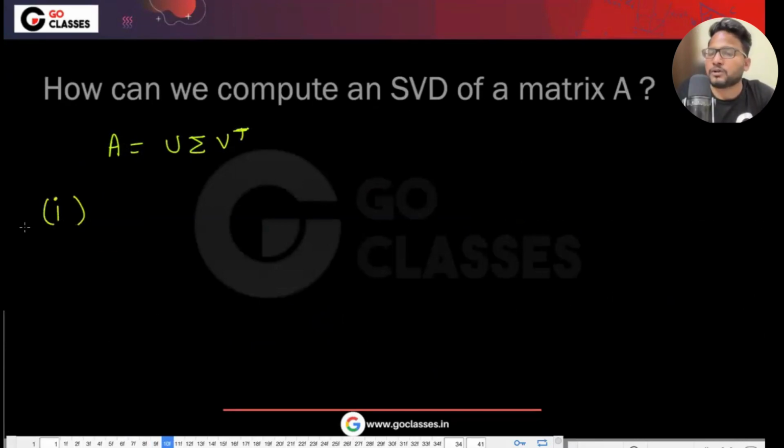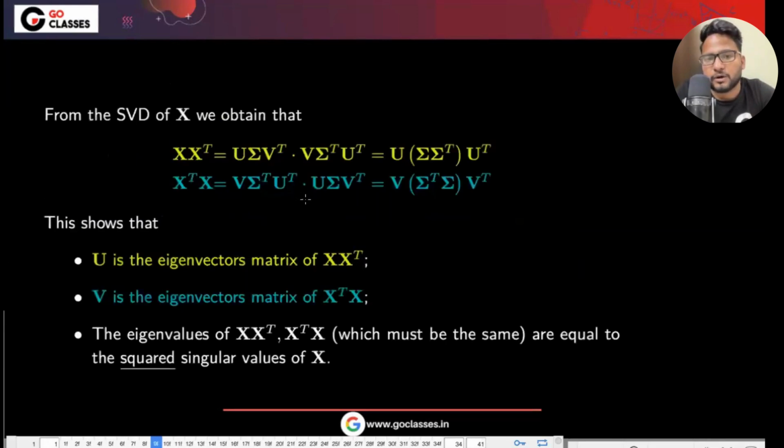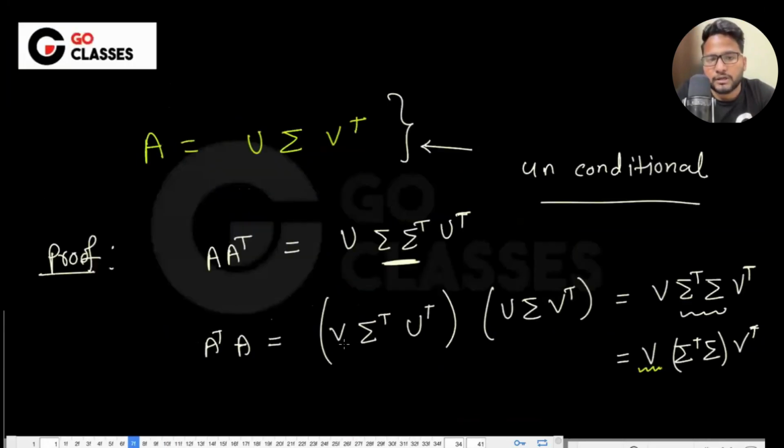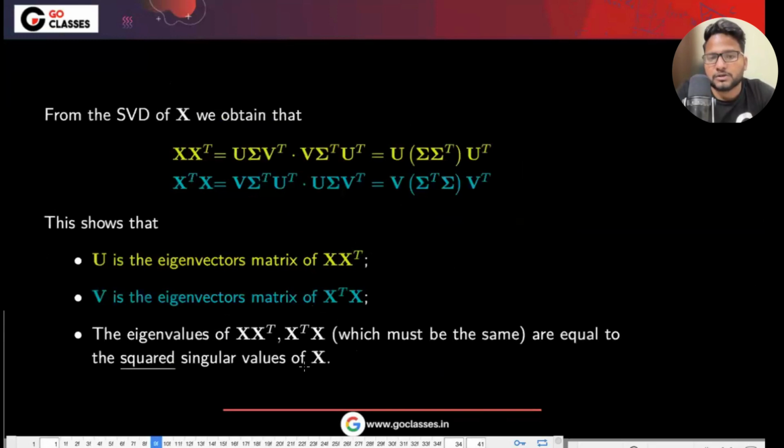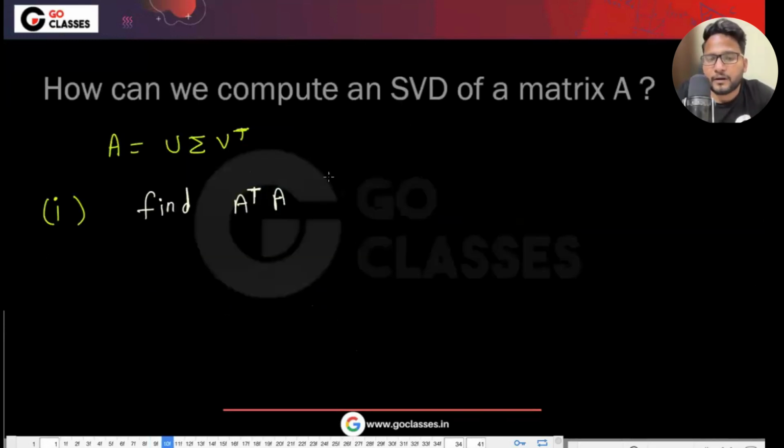Can anyone tell me how to find the SVD? If you want, you can speak up. What is the first thing? Find A transpose A. Yes, great. A transpose A or A A transpose, it doesn't really matter. So let me find V. V is basically the eigenvectors of A transpose A. So find A transpose A, then calculate eigenvalues and eigenvectors, right?